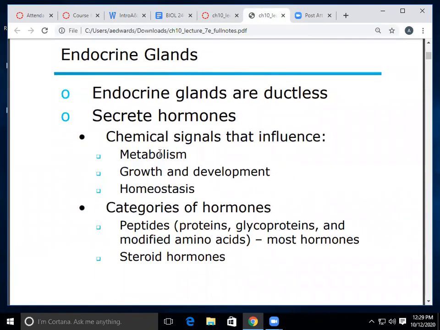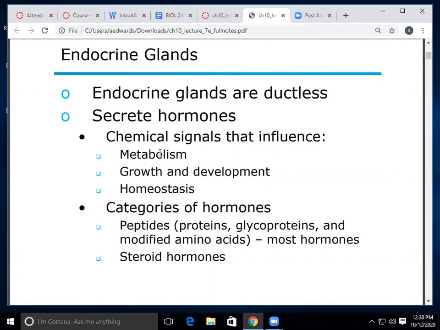So endocrine glands, okay? So let's start there. So the endocrine system is made up of glands, and they are ductless, which means they have no ducts. So remember in the integumentary system, we learned about sweat glands. Anybody remember sweat glands? Sweat glands had ducts, right? And those ducts allowed the sweat to get up to the surface of your skin, right? Well, endocrine glands are ductless. So the sweat gland is exocrine. The endocrine glands are ductless, okay?